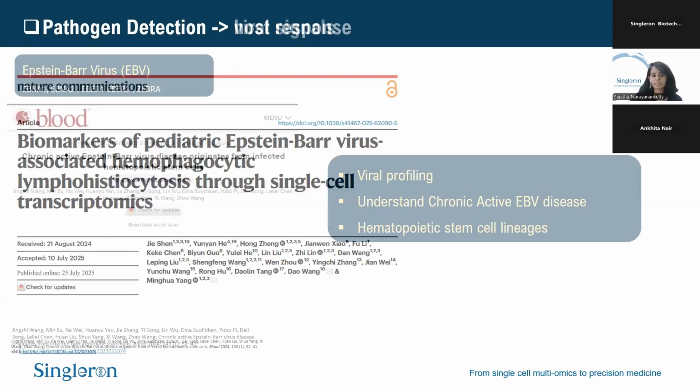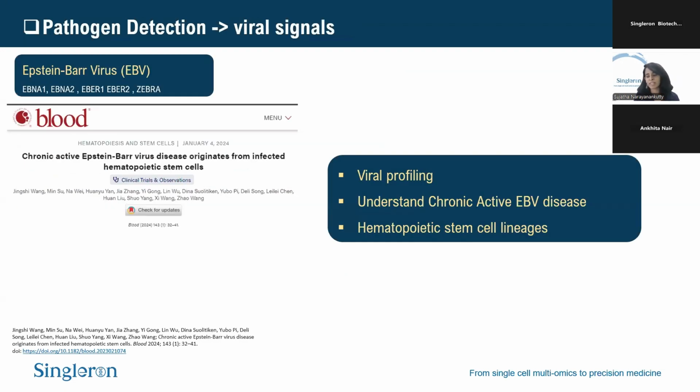But if I was interested in studying the presence of the EBV, you can come up with a panel. So here we have an Epstein-Barr virus panel. These have markers that can detect presence of the EBV virus because they are genes of the virus. For this particular study, they are trying to understand where the disease originates in chronic active EBV disease. So they need to know where the virus is present. So they need to do a viral profiling and then from there figure it out.